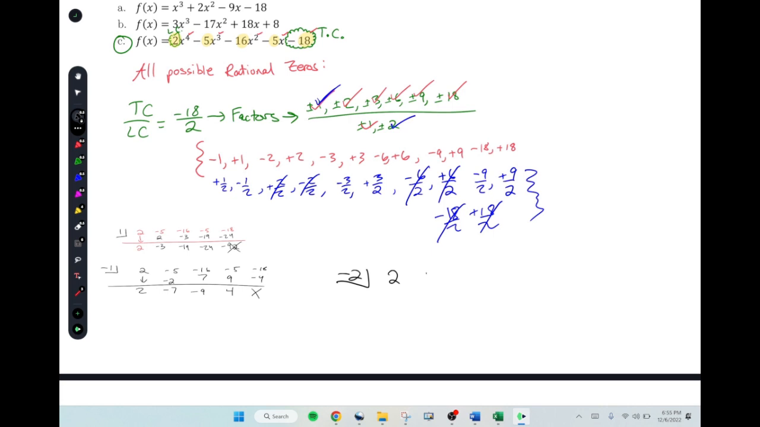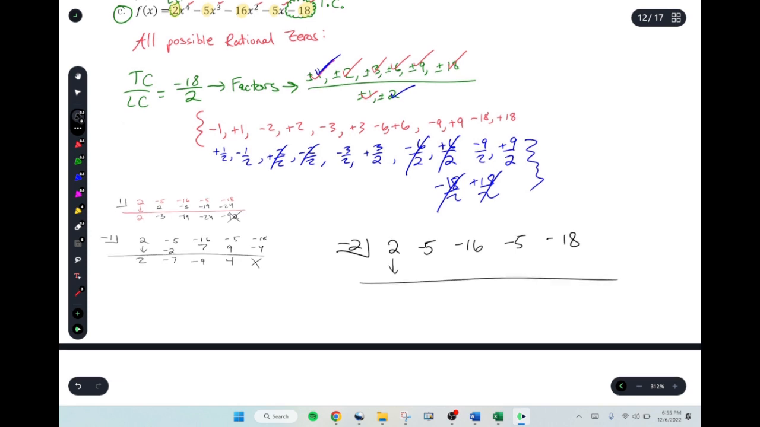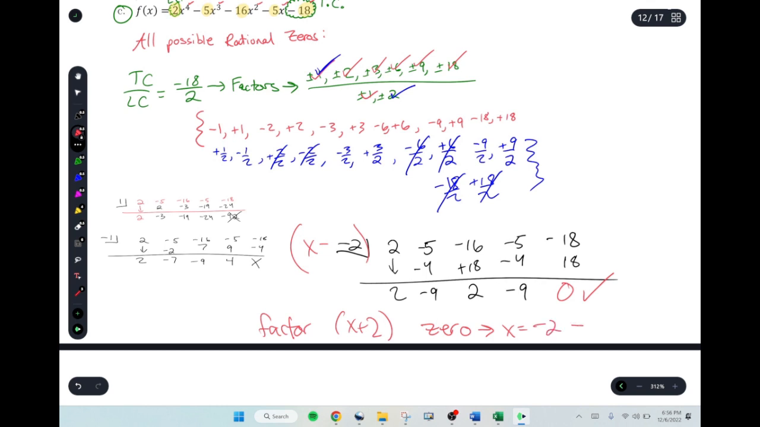Oh, sweet. 2, negative 5, negative 16, negative 5, negative 18. Drop it down. Negative 4, negative 9, positive 18, 2, negative 4, negative 9. Hey-o. Positive 18. 0, check. The factor is x plus 2. Setting that factor to 0 gives x equals negative 2. The x-intercept is negative 2 comma 0.